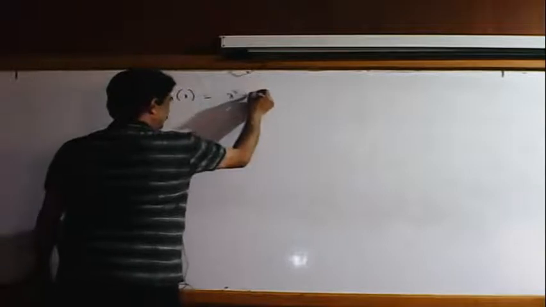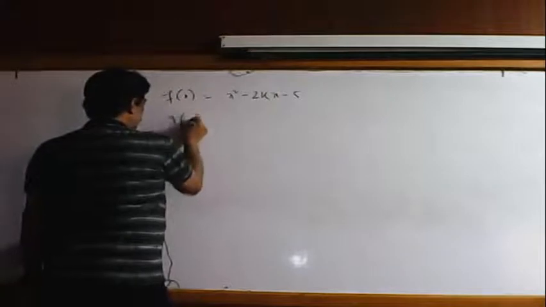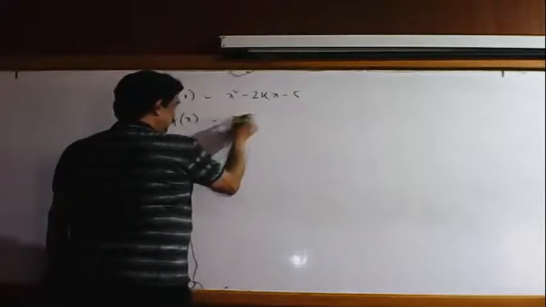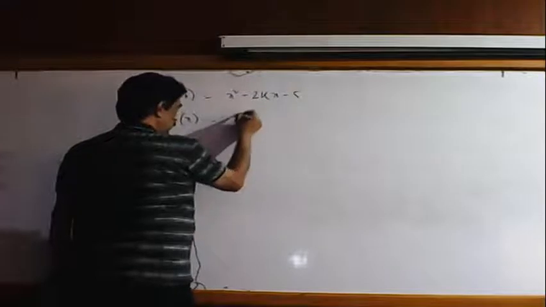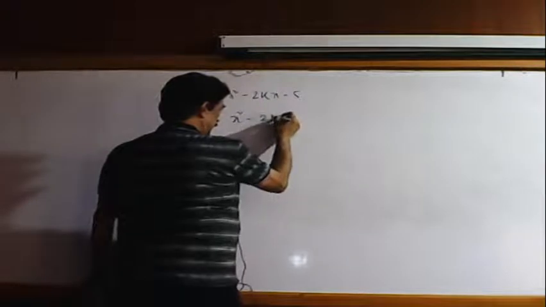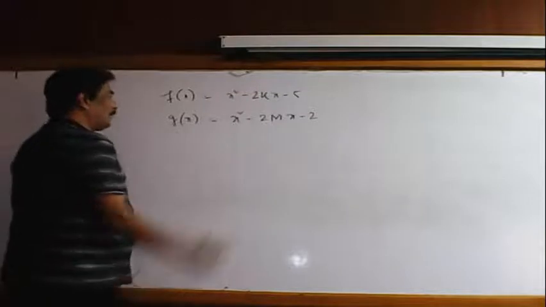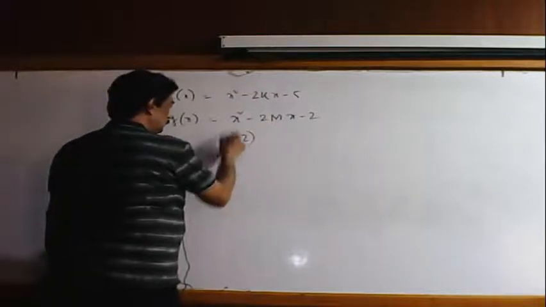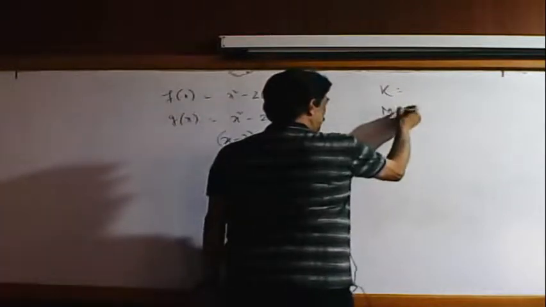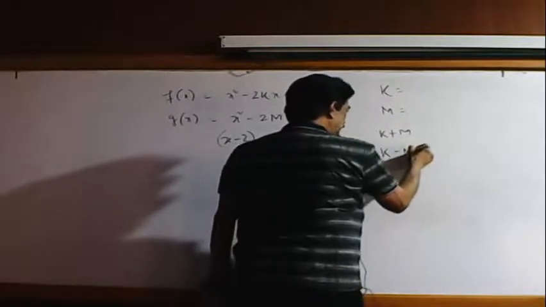f(x) = x square minus 2kx minus 5 and g(x) = x square minus 2mx minus 2. These two expressions have a common factor x minus 2. Now what is the value of k? What is the value of m? What is the value of k plus m? What is the value of k minus m? Anyone can ask a question.